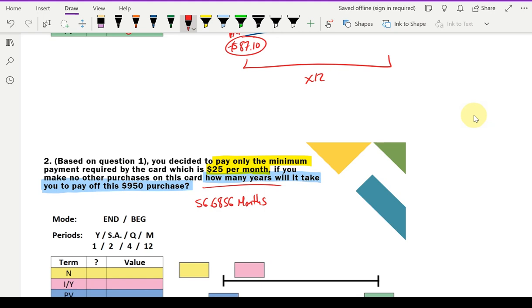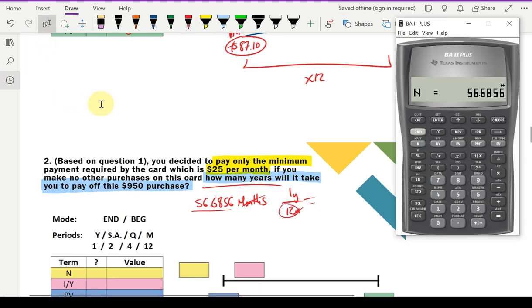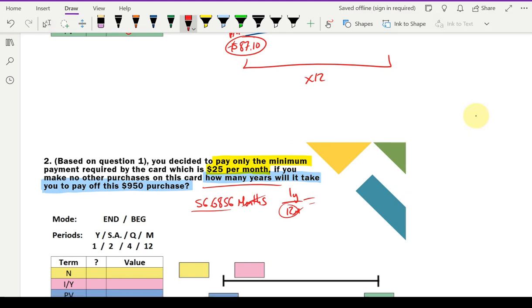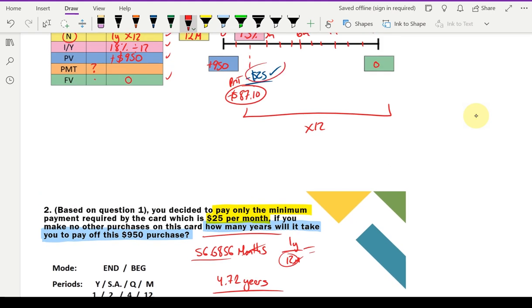Well, to get this into years, there are 12 months in 1 year, and the months cancel out, right? So we just take this amount and divide it by 12. So we go back to our calculator, divide by 12, and this is the number of years, 4.72. So 4.72 years. That's how long it'll take us to pay off if we only make payments of $25 every single month.